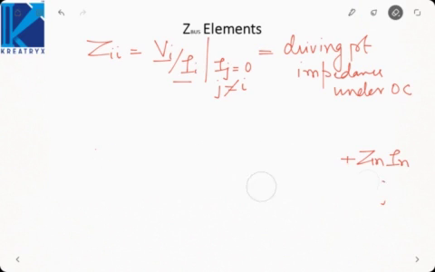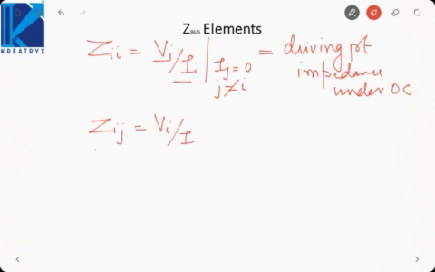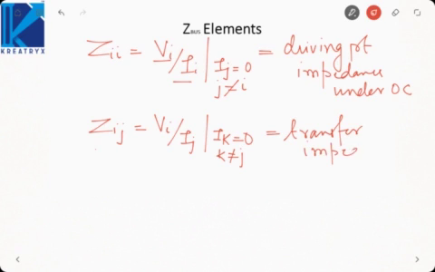Similarly, if we want to find Zij, then we have to equate all the currents to 0 except Ij, that is Ik is 0 for k not equal to j. So this will actually be the transfer impedance under open circuit. Okay, so diagonal elements represent the driving point impedance, and off diagonal elements represent the transfer impedance.